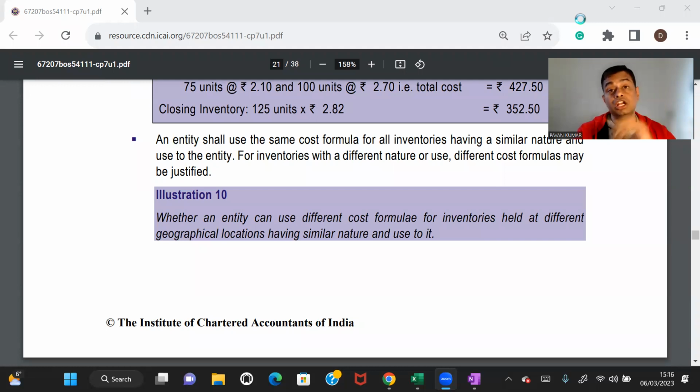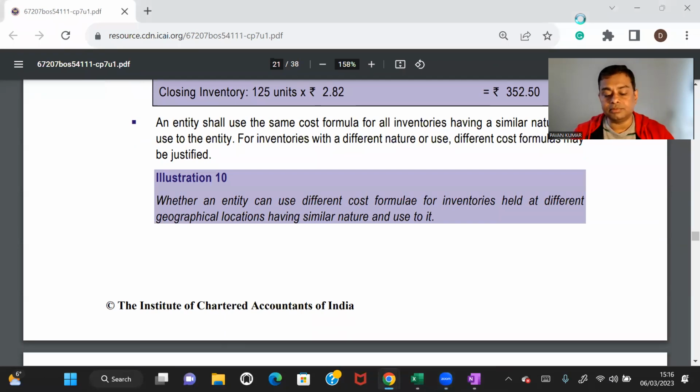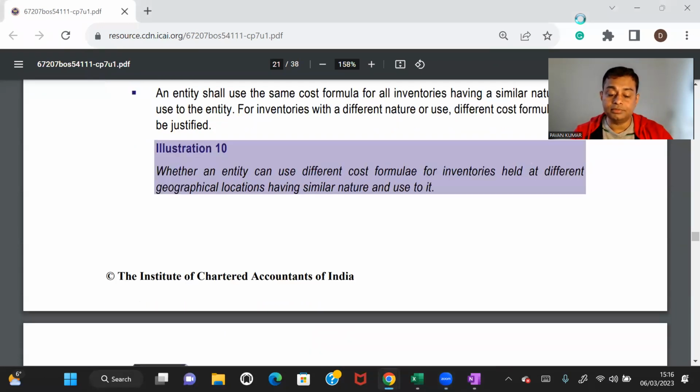I cannot say, Pavan sir, in Chennai I use FIFO, in Bangalore I use weighted average. No, not allowed. If you are one entity, if the inventory item is the same, although they are located in two different geographical locations, use the same cost formula. That is what we call consistency. Isn't it?